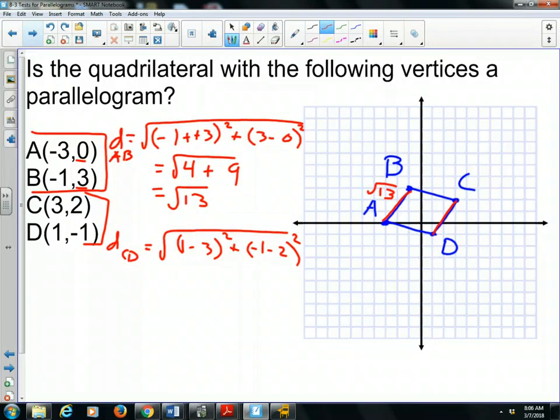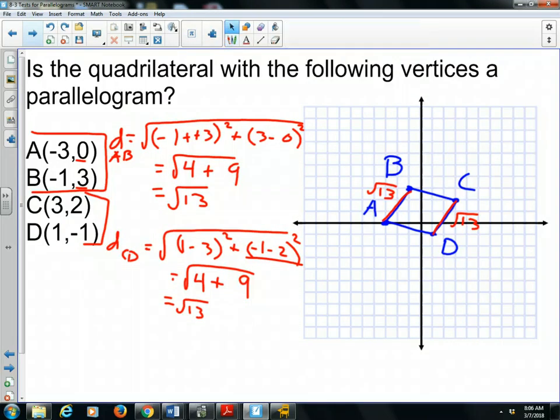Negative 1 minus 3 is negative 2, and negative 2 squared is a positive 4. Negative 1 minus 2 is a negative 3, and a negative 3 squared is a positive 9. Would you look at that, everybody? We have the square root of 13 units as the distance from C to D. Square root of 13. So we're on our way.